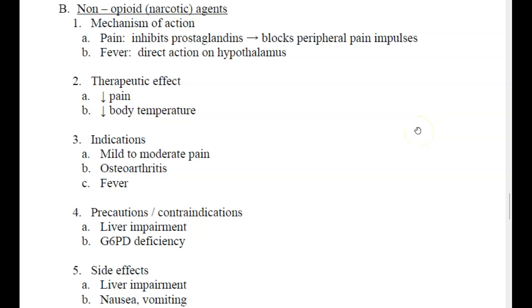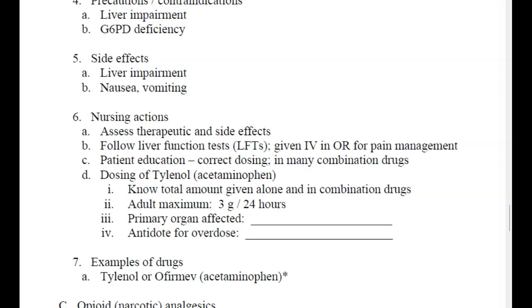Indications include mild to moderate pain, osteoarthritis, and fever. Some precautions: we have to be very careful when giving this to somebody with liver impairment, because it can make it worse or lead to liver failure. Also, we need to take into consideration certain genetic diseases such as G6PD deficiency. This deficiency is a genetic disease, mostly in males, that causes the premature breakdown of red blood cells, leading to hemolytic anemia.